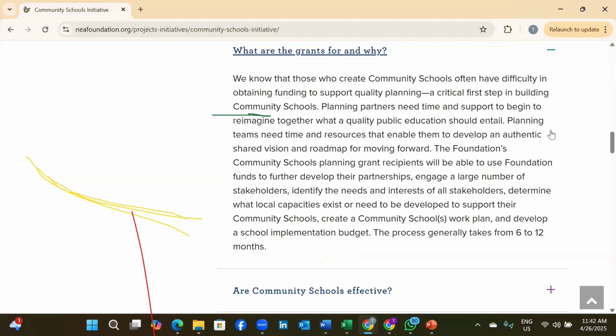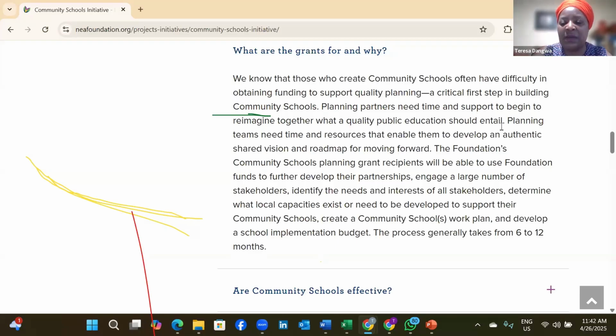So just from reading this, one of the things you get out of it is that they are funding community schools, community-based schools. If you are some kind of private school somewhere in the boonies, not in a community, you don't qualify. You're not eligible for this particular grant.